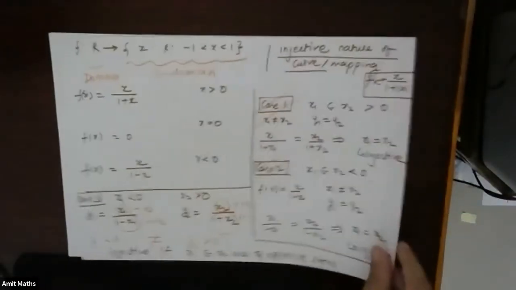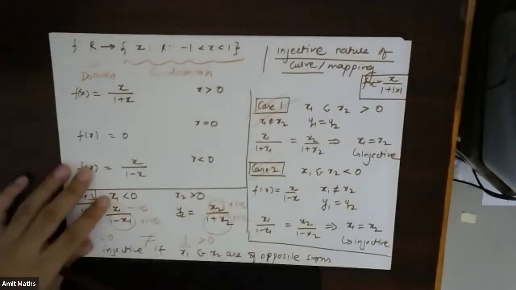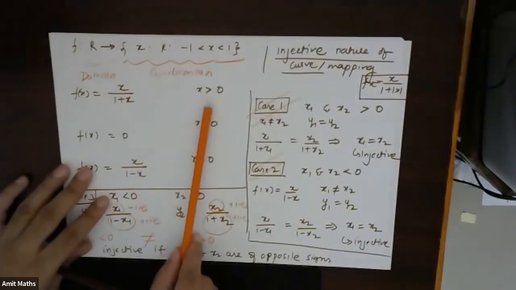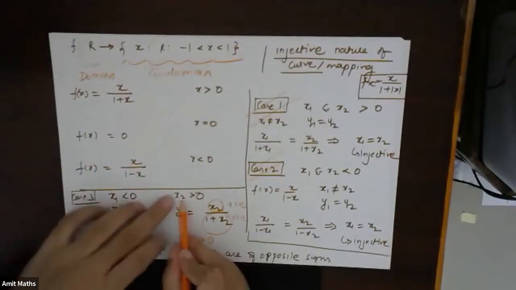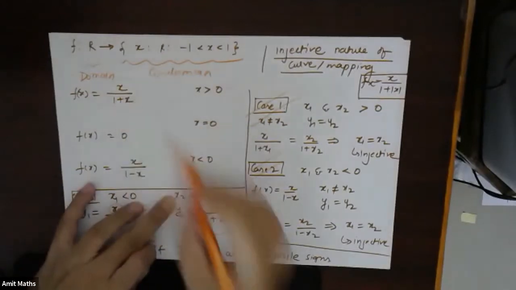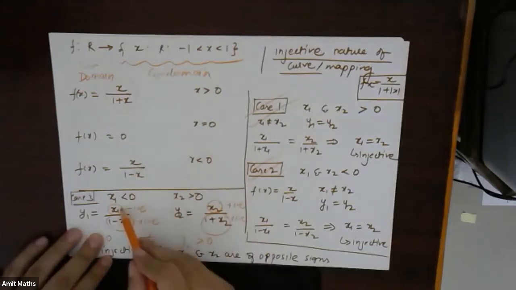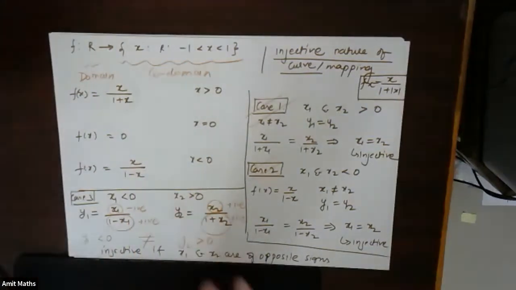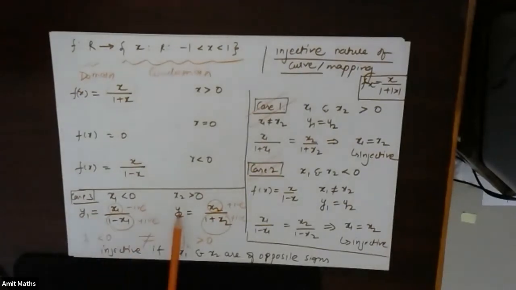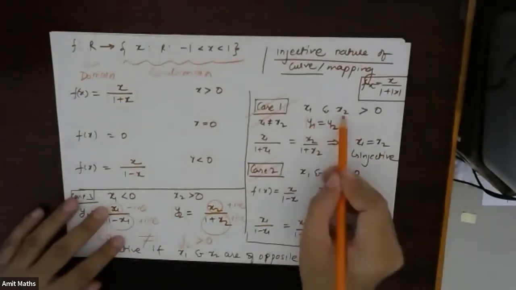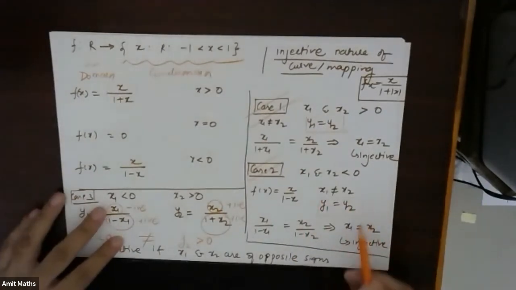So I know that on the right side, the x greater than 0, the function is this. So for x2 greater than 0, I will substitute the value of x2 in this. For x1 less than 0, I will substitute the value in this. Okay. Now what I'll do, I will check whether y1 is equal to y2. This is what I was doing, y1 equals y2, right? And then I was checking the solution.